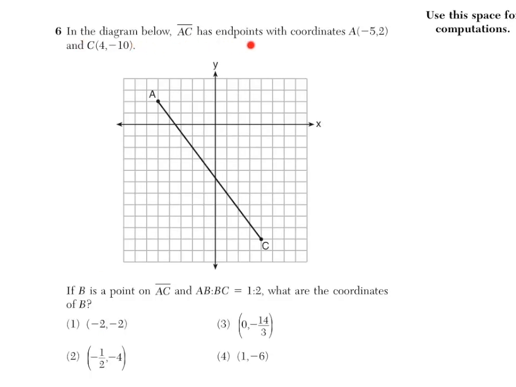Let's take a look at question number 6. It says in the diagram below, AC has endpoints with coordinates -5, 2, and 4, -10. If B is a point on AC and AB to BC is a 1 to 2 ratio, what are the coordinates of B? There's a few ways we can do this.